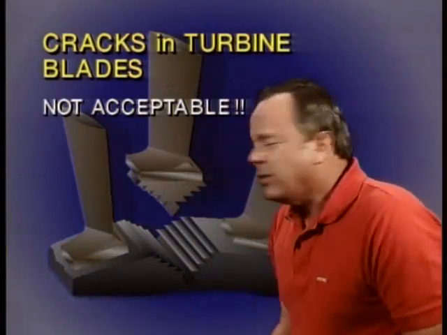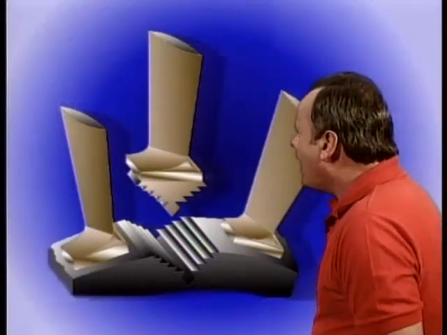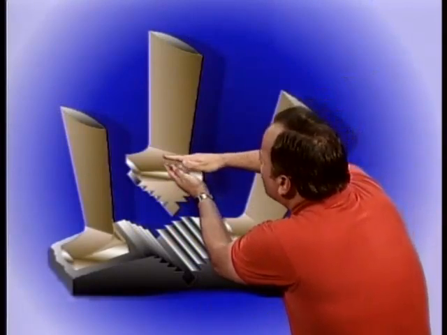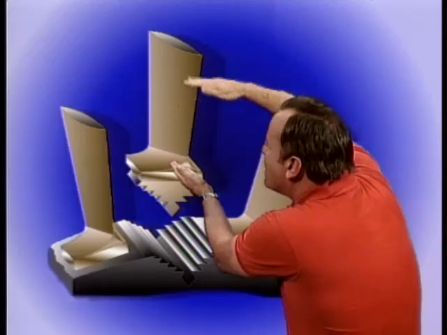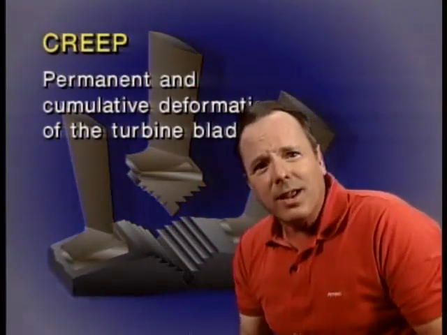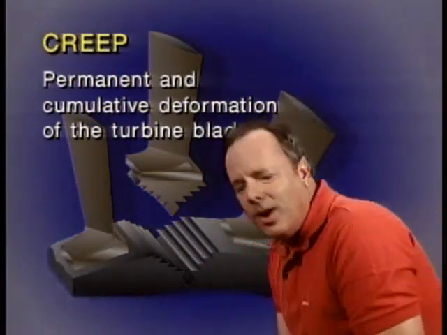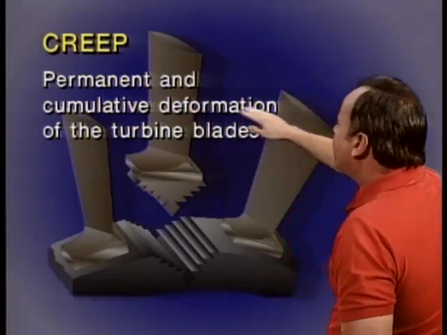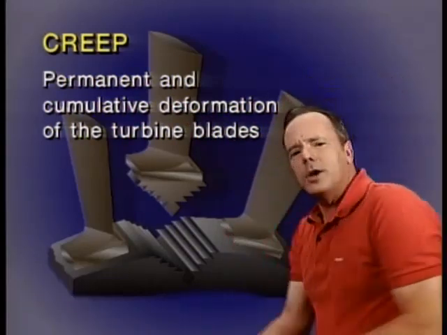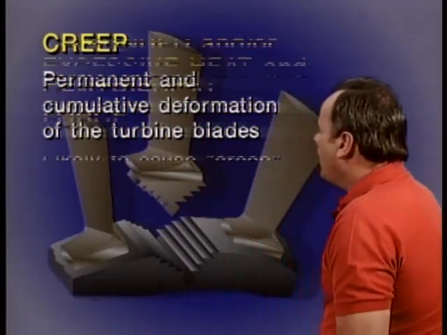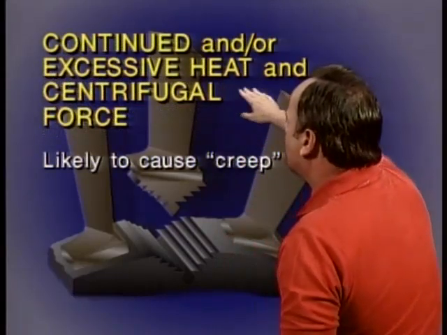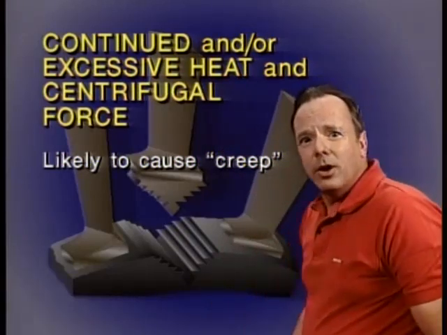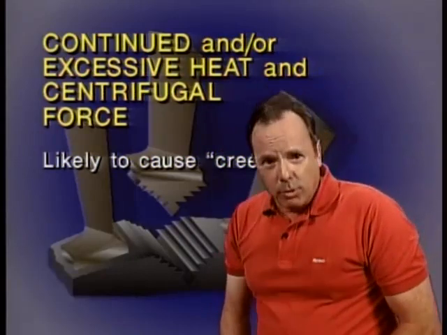Now, let's assume you get this turbine blade very, very hot and you have a lot of centrifugal force on it. You can see it gets almost kind of plastic. It might tend to grow or creep. Well, creep is not a reference to my personality in any way. Creep is a reference to what is known as permanent and cumulative deformation of the turbine blades. What causes creep? Well, continued and or excessive heat and centrifugal force will cause blade creep. They actually get a little bit longer. Sometimes that's called blade growth.